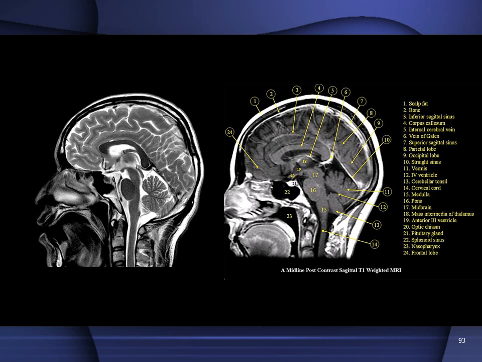cerebrum, pons, medulla, thalamus, corpora quadrigemini, cerebral aqueduct, fourth ventricle, cerebellomedullary cistern, spinal cord. But you can go ahead and quiz yourself here and identify the structures.